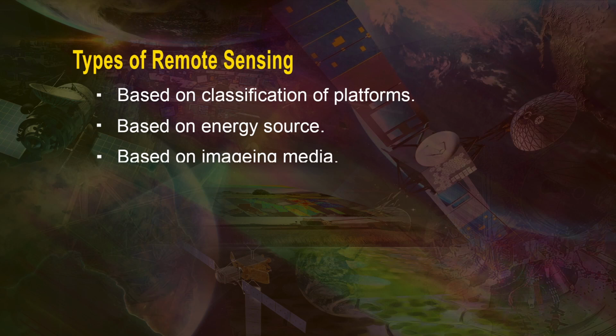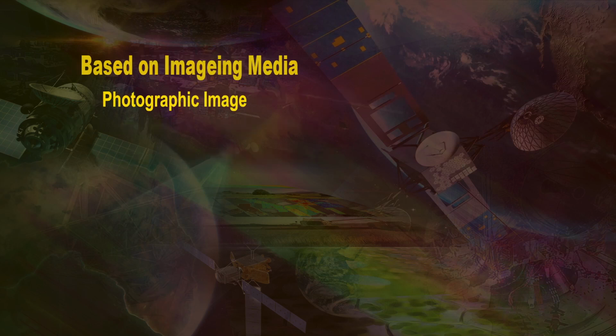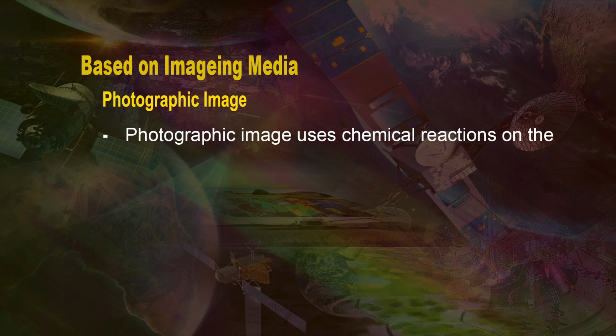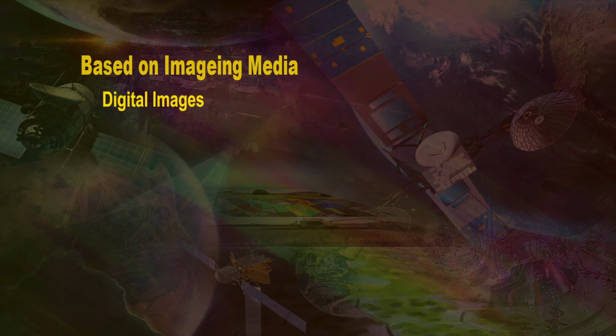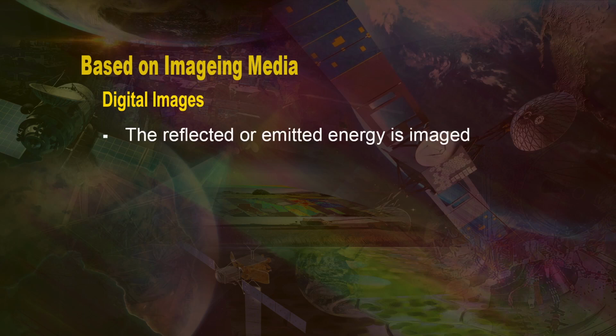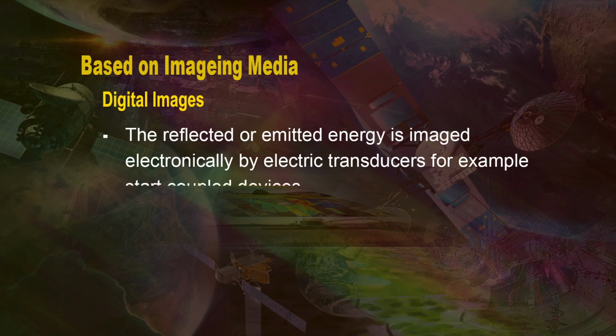Based on imaging media, remote sensing can be divided into photographic imaging. Photographic imaging uses chemical reactions on the surface of light-sensitive photographic film to detect and record energy. Digital images: the reflected or emitted energy is imaged electronically by electronic transducers, for example, with charge-coupled devices.